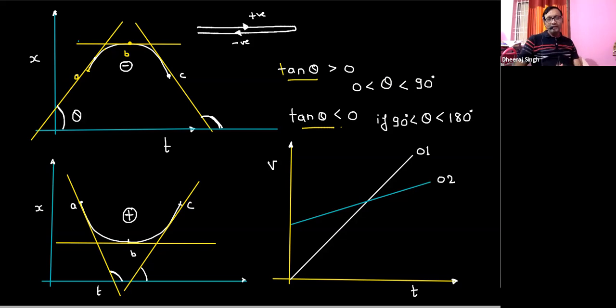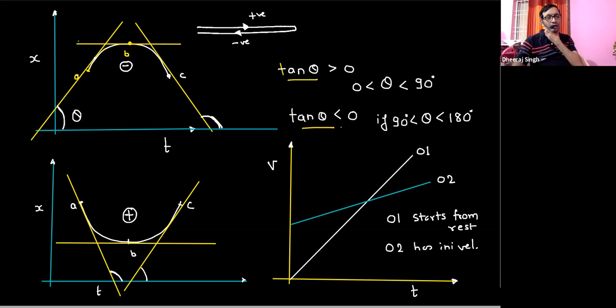You can't say that object 2 has overtaken object 1. You cannot, just by looking at this. Okay, what you can say is object 1 starts from rest. Object 2 has some initial velocity. What else you can say? Anything else? Object 1 starts from rest. Object 2 has initial velocity.